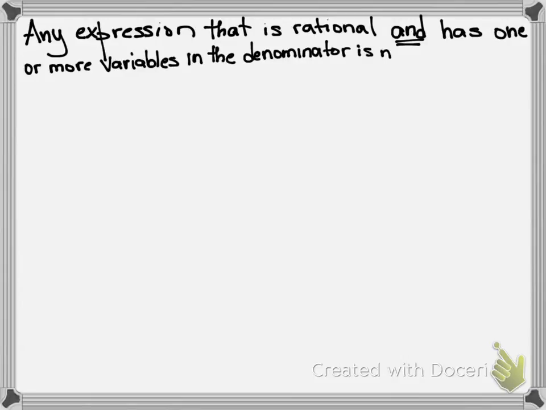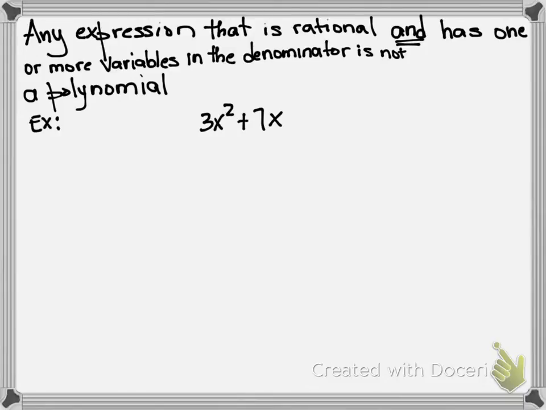An expression that is rational and has one or more variables in the denominator is not a polynomial. What we're talking about here, see the standard form that is given, there is no variable as a fraction in the denominator. Let me explain. Let us see what it is we're talking about here.